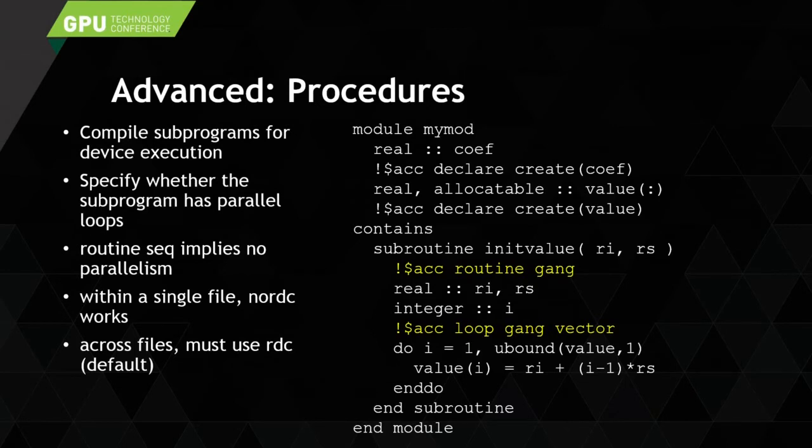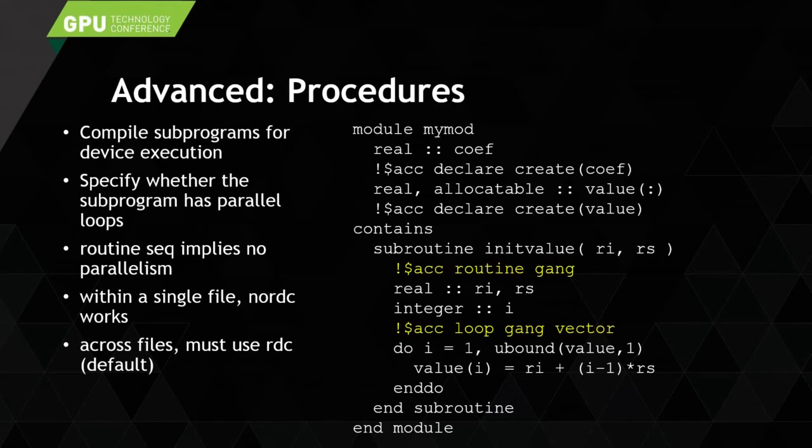And I specify a level of parallelism. This is the parallelism inside the routine. Is there gang parallelism inside? Then I have to specify gang on the device. There's no gang parallelism, but there's vector parallelism. I specify vector here. And if it's just a sequential routine, as most of them will be, you specify SEQ, sequential routine.